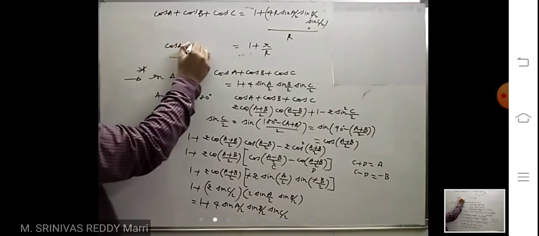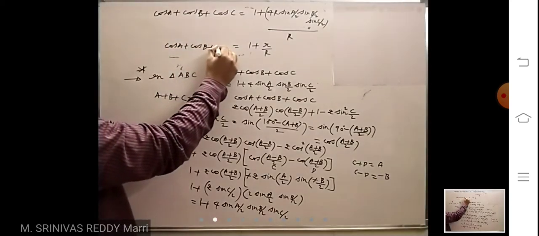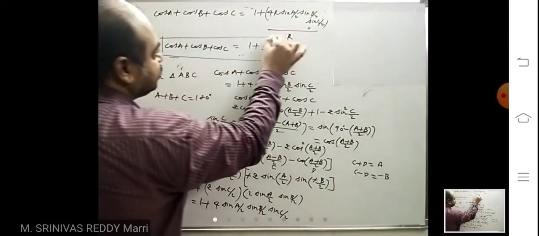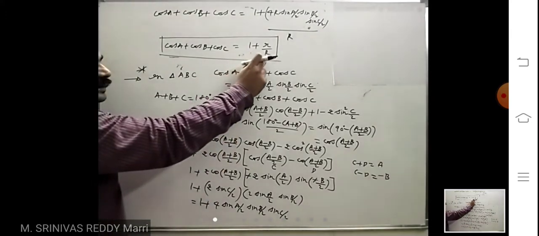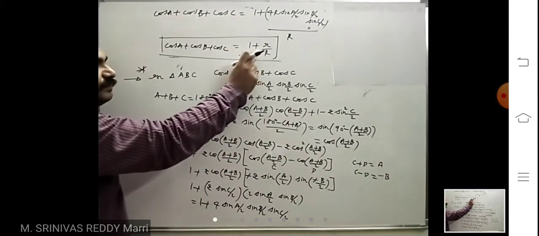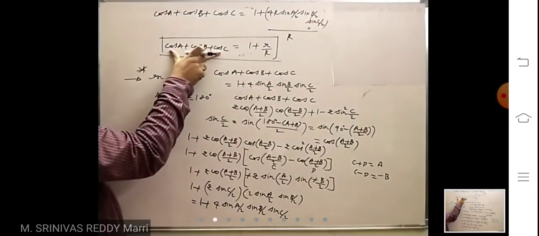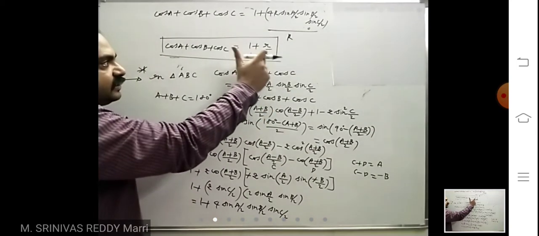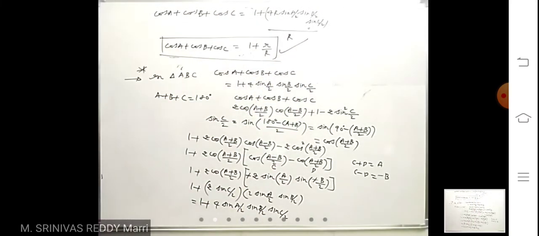So in properties of triangles, this result you have to remember finally: cos A plus cos B plus cos C is nothing but 1 plus small r divided by capital R. This is the result you will use in problems. Whenever cos A plus cos B plus cos C is there, this is the identity, 1 plus small r divided by capital R. This identity we will use in the problems directly.